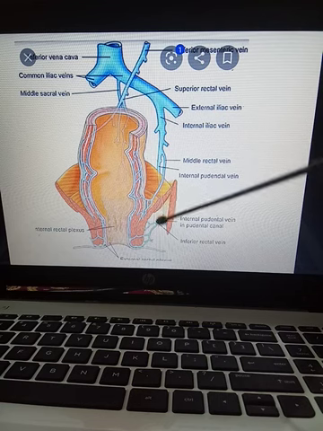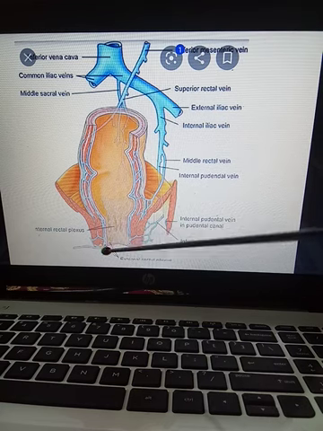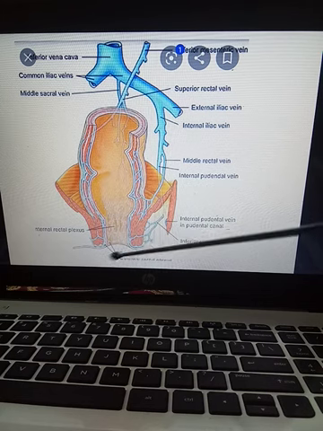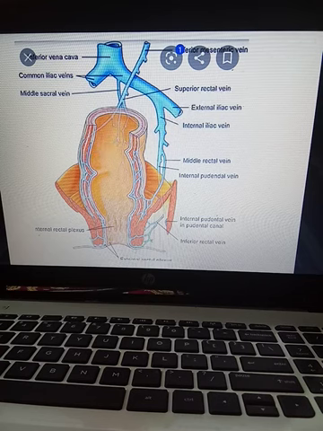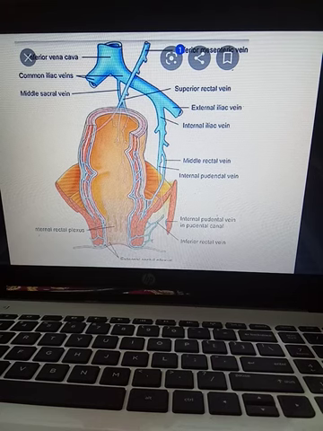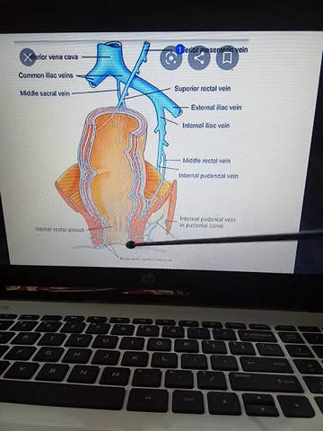Then after that comes your external venous plexus. Here there is another plexus, the external rectal venous plexus. This was the internal rectal venous plexus. This is the external rectal venous plexus. The external rectal venous plexus communicates with the internal rectal venous plexus. The lower part is drained into the inferior rectal, the middle part is drained into the middle rectal, and the superior part is drained into the superior rectal vein. So for the venous plexus you have the internal rectal plexus and the external rectal plexus.